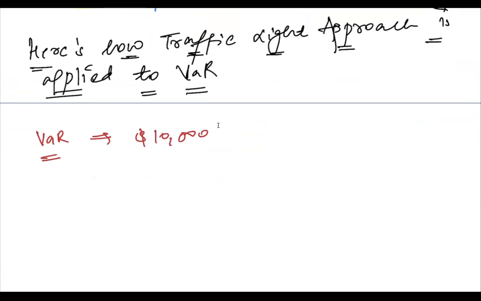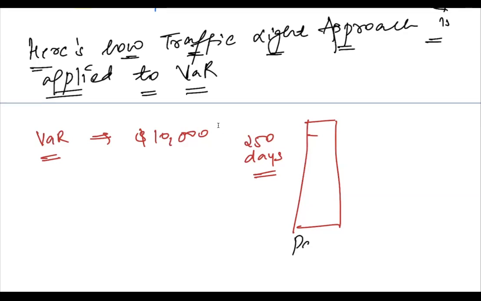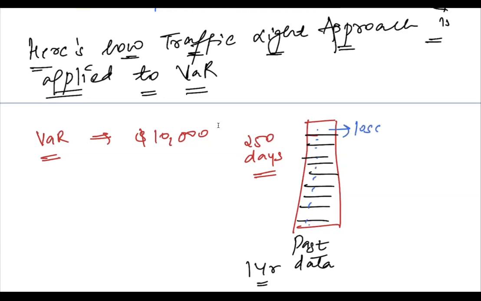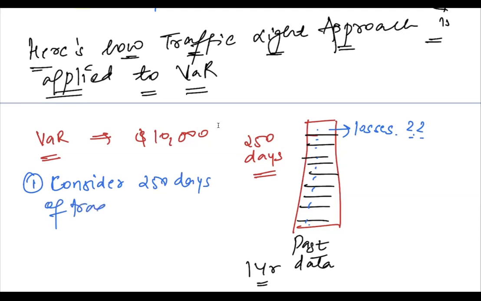Now let's say you take the last 250 days of data. Always remember, we will always consider past data, the past one year of data. For each day, you will check how much is the loss. So the first thing is to consider 250 days of trading data.